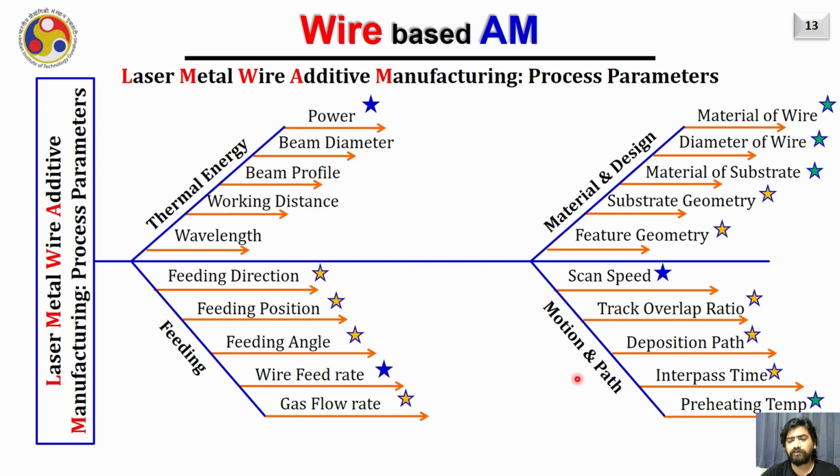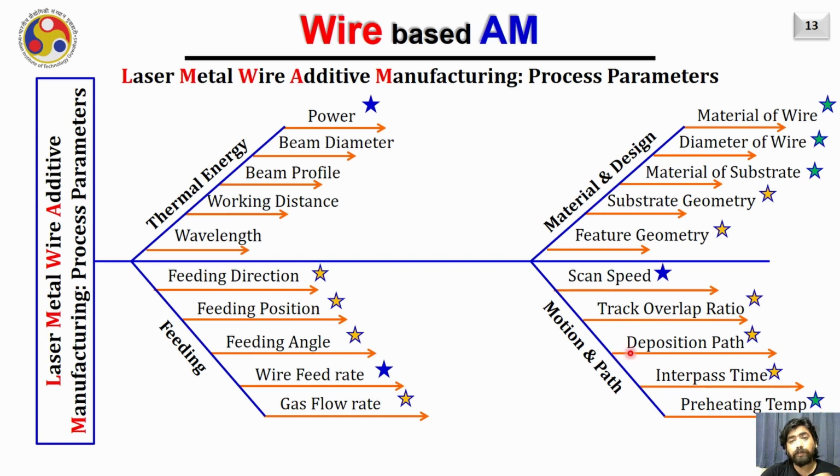Now let us discuss the fourth category, which is motion and path. The first in this is the scanning speed: at what speed you are moving your laser cladding head with respect to the substrate. The next is the track overlap ratio. It is the distance between two consecutive passes, and you can easily find this optimal overlap, like we have already discussed in the case of MIG welding. The same analogy can be extended here as well. Typically, if the cross section of the bead is parabolic, we know that the optimal overlap is 2/3 of the width of the deposited bead.